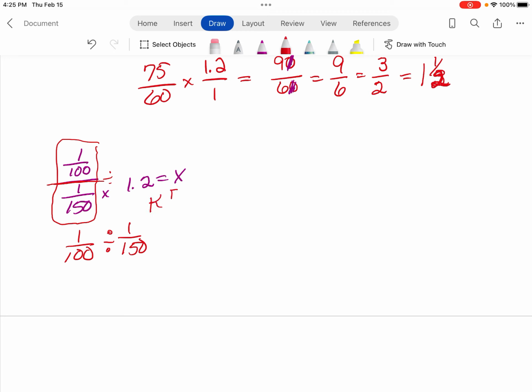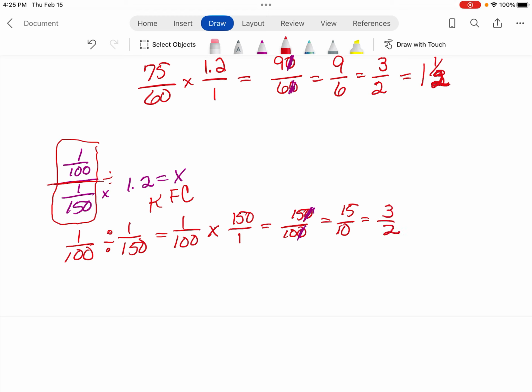Then I want to use keep, flip, change, or the KFC, where I keep the first fraction just like it is, I flip the second fraction using the reciprocal, so I've got 150 over 1, and I change my division to a multiplication. Then I multiply, so I have 150 over 100. Again, I've got zeros that will cancel. A 0 on top will cancel a 0 on bottom, and that leaves me with 15 over 10. I can reduce that down to 3 over 2.